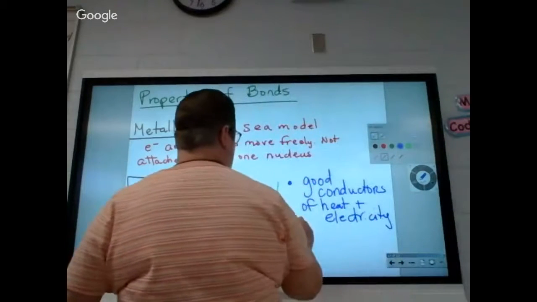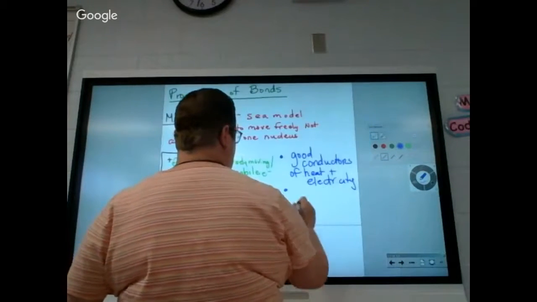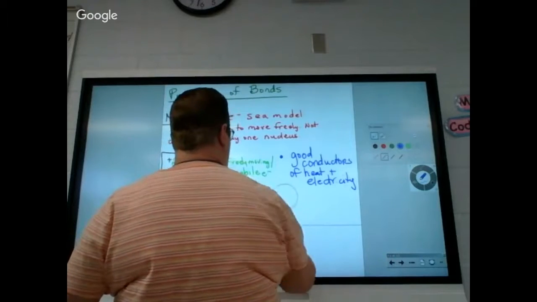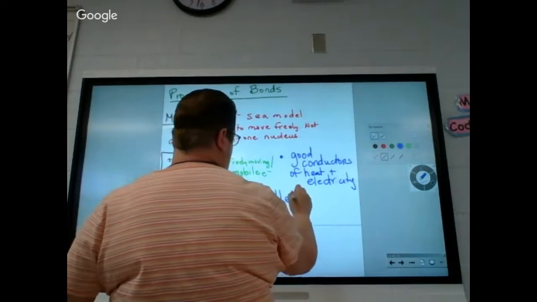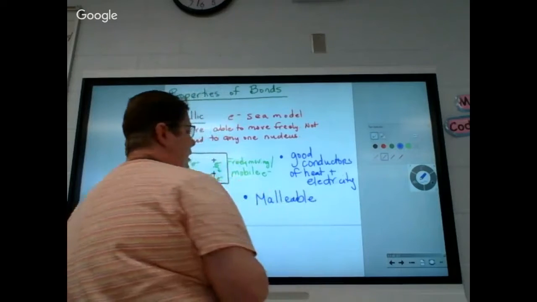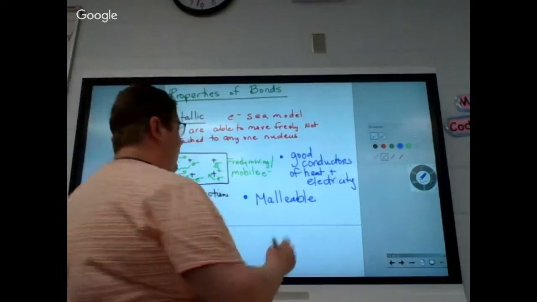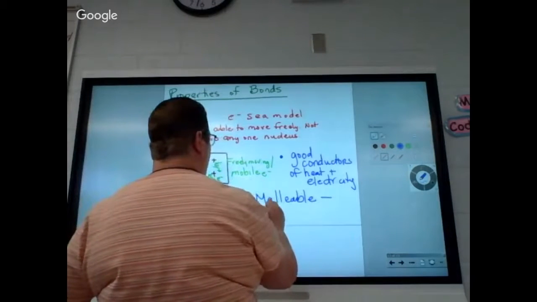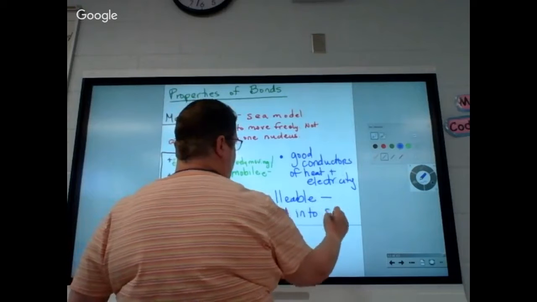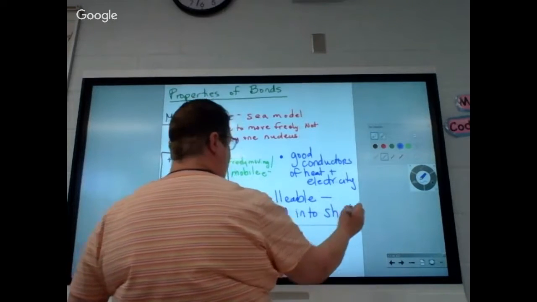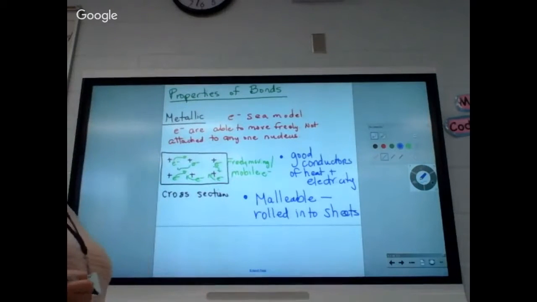What metals are besides something? Mold? Matter? You heard the word malleable? Okay. This can be rolled into sheets. Yes, like aluminum foil is very malleable.